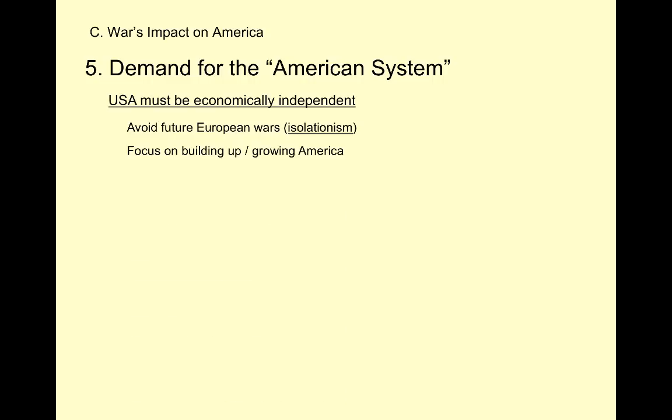So how do we build up American industry? If that's the American system, let's make America independent and economically strong. How do we become powerful? If we think about this, it's really just a reincarnation of Alexander Hamilton's plan. Under Washington's presidency, when Hamilton was Secretary of the Treasury, he wanted America to be strong and economically independent. We're just recycling that idea. It's come back because of the War of 1812 and some of the weaknesses that war highlighted.